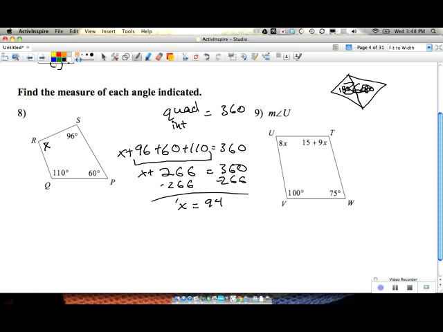And you might be asking, does that make sense? Does that look like it's about 94 degrees? It does look like it to me. Okay, this next one, we'll do in a different color just to kind of differentiate our work.